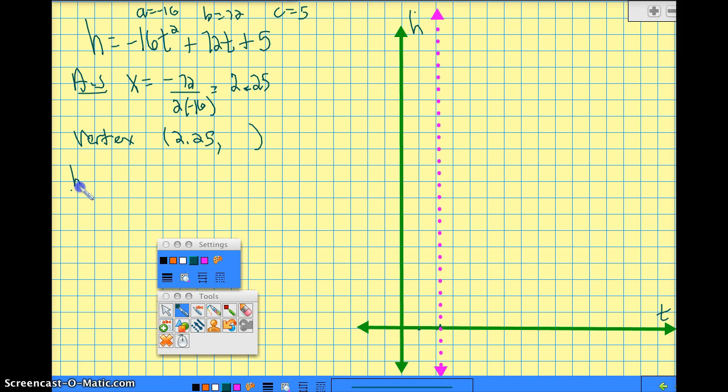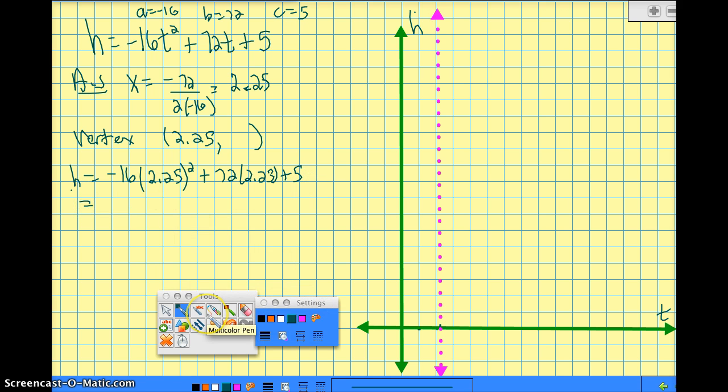It's not y, it's h. So we're going to get negative 16 times 2.25 squared plus 72 times 2.25. Plugging this all into a calculator, we're going to get, let's see, 2.25 times 2.25, then multiply that by negative 16. We get negative 81, plus 72 times 2.25 comes out to 162, plus 5. So I'm going to take my 81, subtract that, plus 5. So that comes out to, simplifying it down, 86. That's my height. So at 2.25 seconds, it reaches 86 feet in the air.